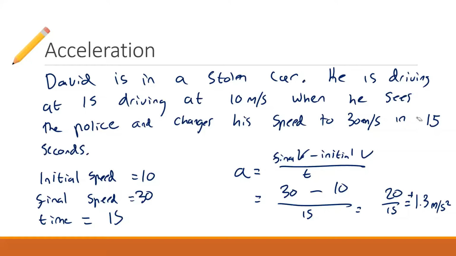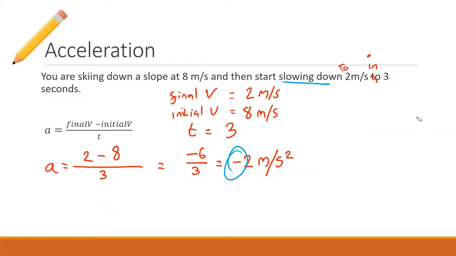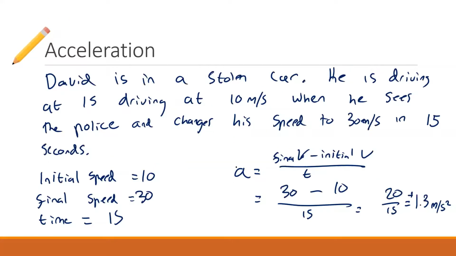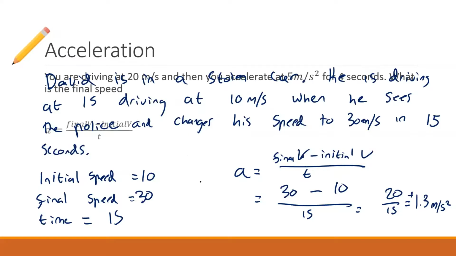But was it like on the other slide the formula was initial take away final? No, it's final take away initial. But in that one, the final speed was less than the initial, so that means it comes out to be negative. But here, the final speed was greater than the initial. So therefore, it changes. Yeah, you're getting it. Pretty good.